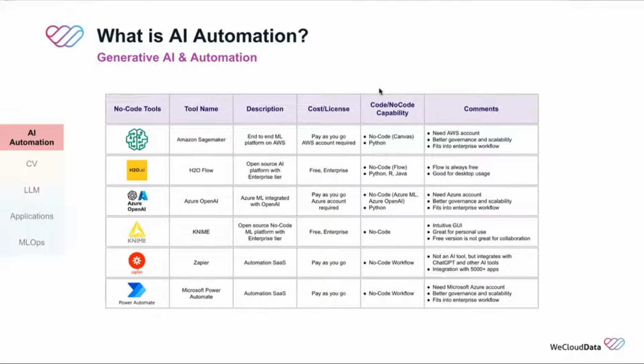Right? We can use no-code tools such as Power Automate by Microsoft, or Zapier, or even no-code machine learning tools such as SageMaker, KNIME, RapidMiner. They all integrate with large language models now, and they can use that to do different things.